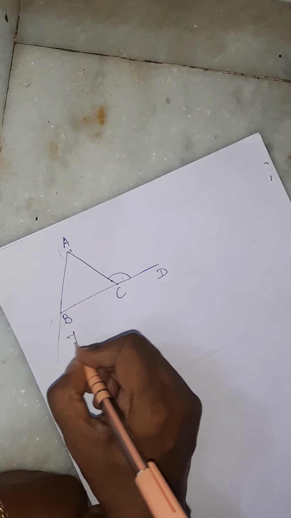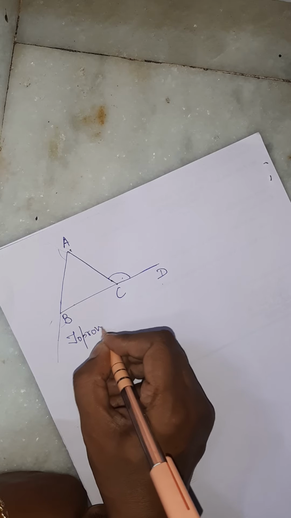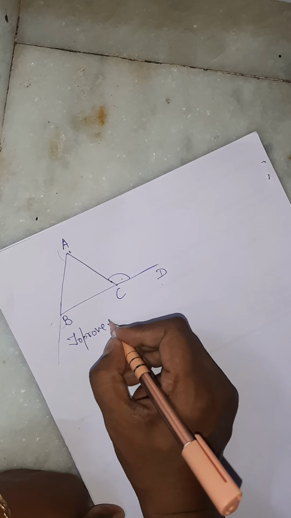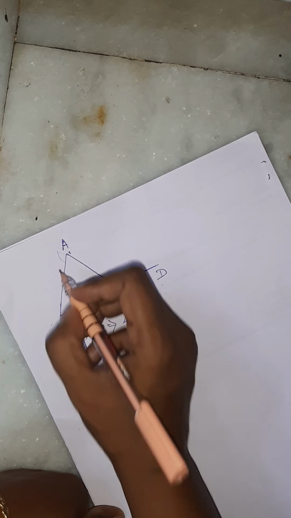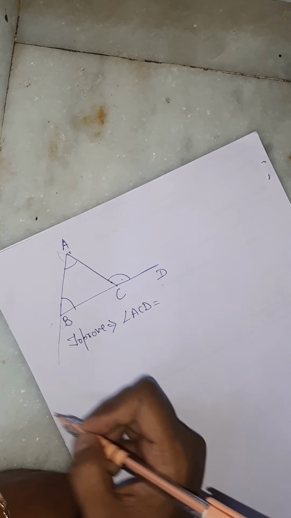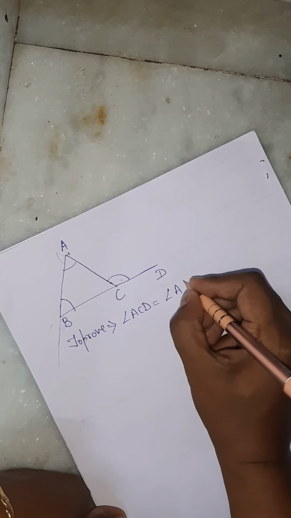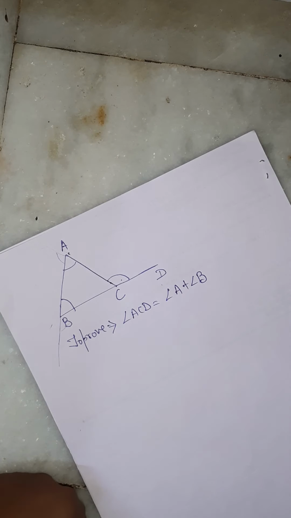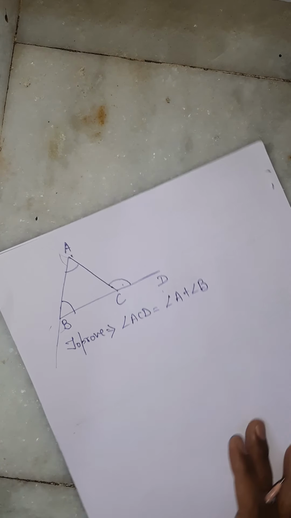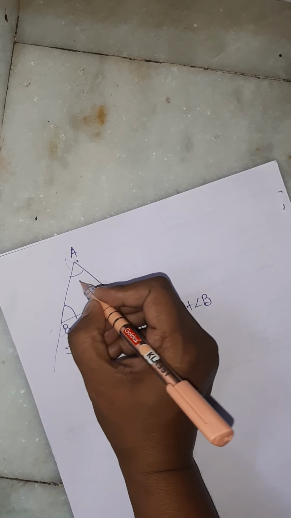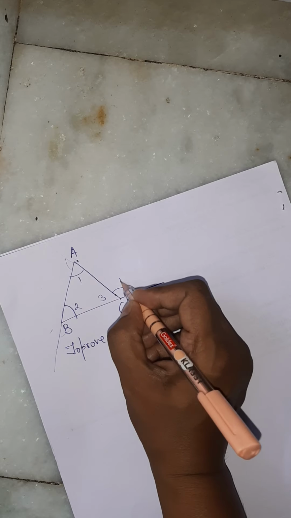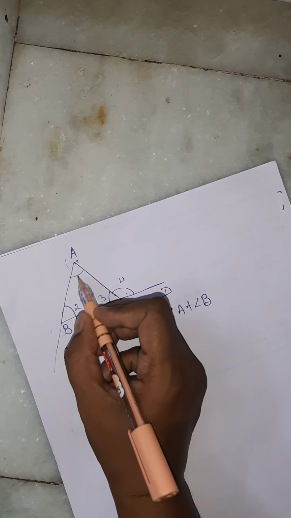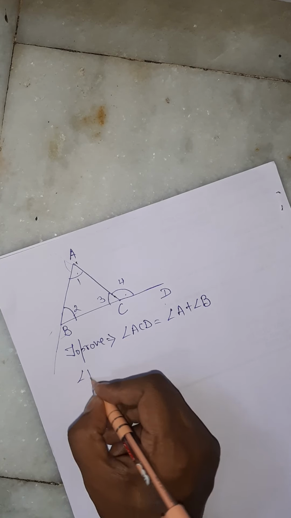So what we have to prove? To prove that the exterior angle, I am taking this one, angle ACD, is equal to the sum of the opposite interior angles. That means angle A plus angle B. This we have to prove, right? It's very easy. Just see. Let me name these angles 1, 2, 3, 4. What is the sum of 1, 2 and 3?